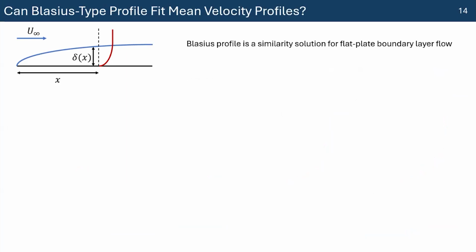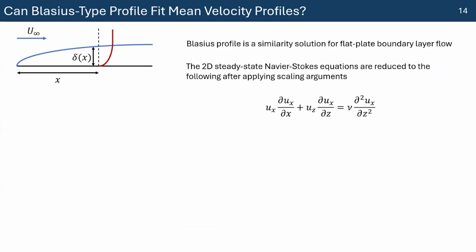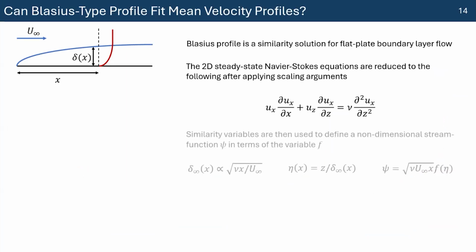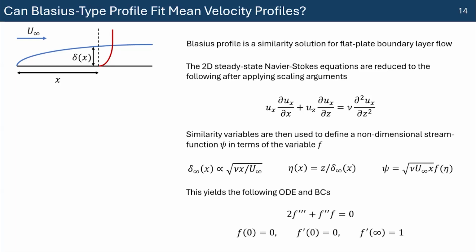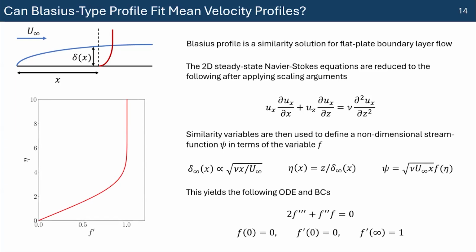flow across it. So the Blasius boundary layer profile can be quickly derived from the Navier-Stokes equation by reducing it to the 2D form of it and applying some scaling arguments to remove extra terms. And then using a non-dimensional stream function in terms of a variable f, we can basically derive this ODE, which when we solve using shooting method, we will get the following profile. So this is the well-known Blasius profile that we see in flow over a flat plate.